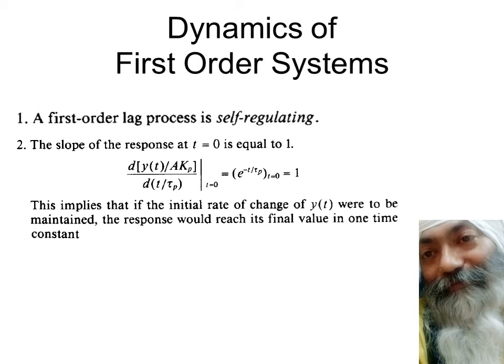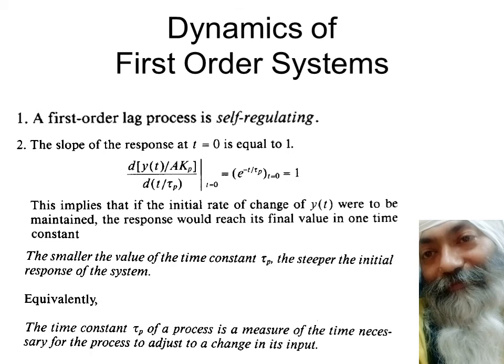This implies, I'm reading it verbatim so that it's very clear to you all, that if the initial rate of change of y(t) were to be maintained, the response would reach its final value in one time constant, that means in 1 tau p. Obviously, smaller the value of time constant, steeper will be the initial response of the system, faster will it reach the final value. And this time constant tau p of a process is a measure of the time necessary for the process to adjust its change to its input.